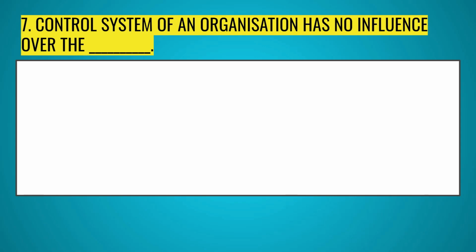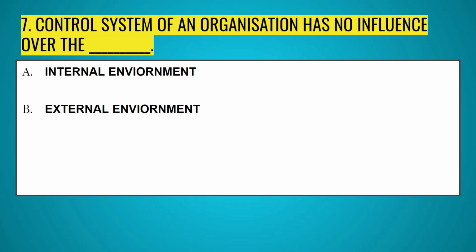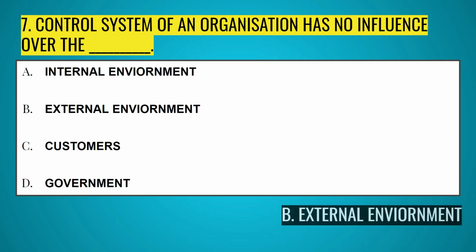Question number 7. Control system of an organization has no influence over the option A. internal environment. Option B. external environment. Option C. Customers. Option D. Government. The answer is option B. External environment.